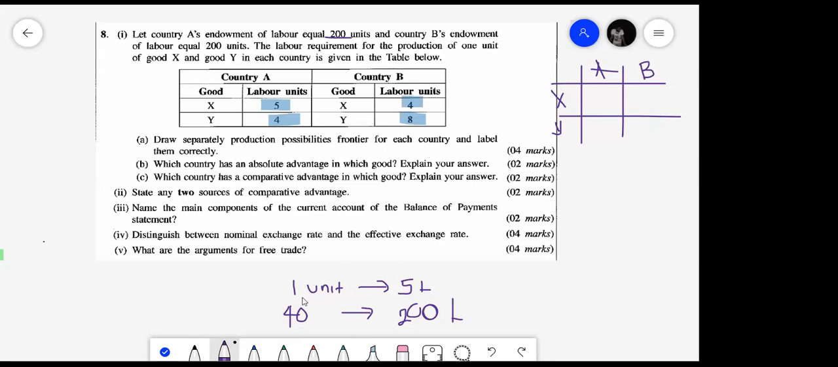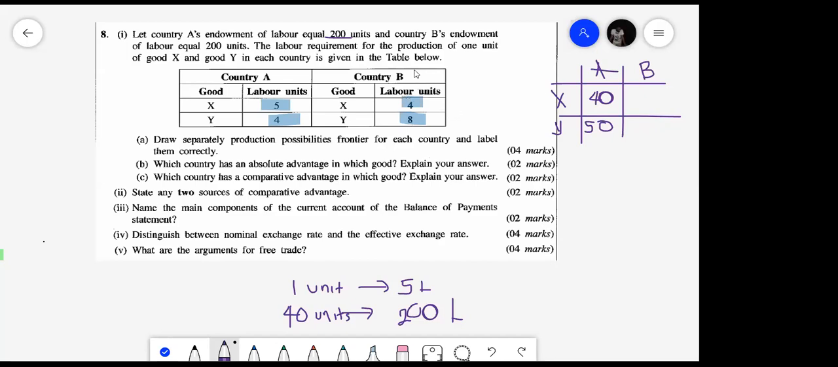To produce one unit, you need 5, right? So from 200 labor units, how much can you produce? You can produce 40 units. So country A, if they use all their labor units to produce good X, can produce 40 units of good X. Now this is output data. Same way, think for good Y. To produce 1 unit of good Y, they need 4 people. If they use all 200 people to produce good Y, how much can they produce? 50, right? So that is again output data.